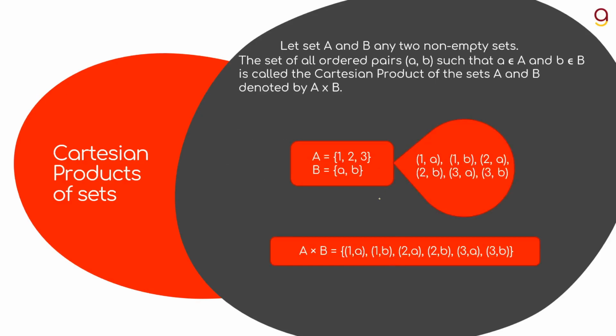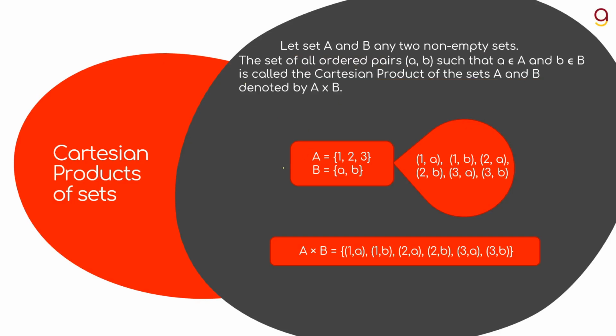So now we are ready to define Cartesian product of two sets. Let A and B be any two non-empty sets. The set of all ordered pairs (a, b) such that a belongs to set A and b belongs to set B is called the Cartesian product of sets A and B, denoted by A cross B.